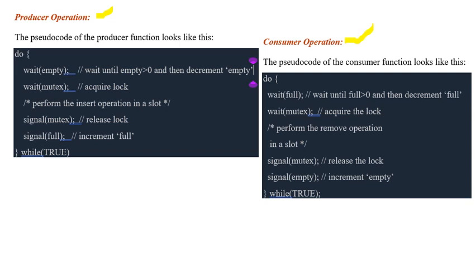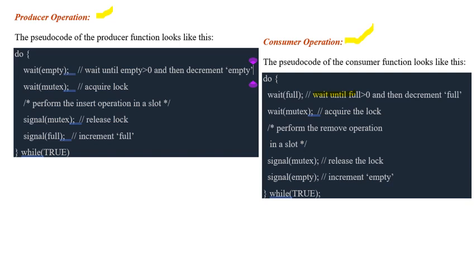Now we are going to see the consumer operation. In the consumer, first it waits until there is at least one full slot in the buffer, and then it decrements the full semaphore because the number of occupied slots will decrease by 1. Then the consumer acquires the lock on the buffer.